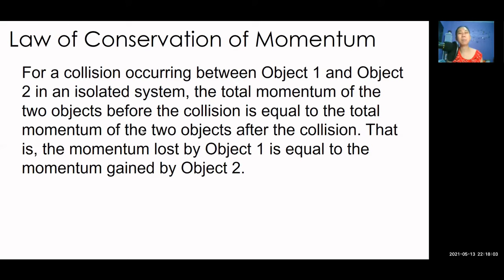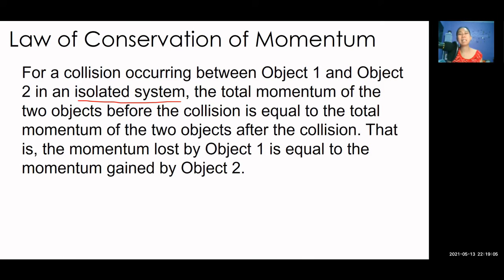Nangyayari lang to, remember, kapag meron kang tinatawag natin na isolated system. So kapag sinabi natin isolated system, ibig sabihin nun, number one, wala tayong friction, or wala tayong mga other forces, or wala tayong external forces maliban doon sa forces na ine-exert ng dalawang object natin na nagkabanggaan. So, kailangan natin i-assume dito na walang ibang forces acting on that system maliban doon sa force na ine-exert ng dalawang object natin na nagkabanggaan.